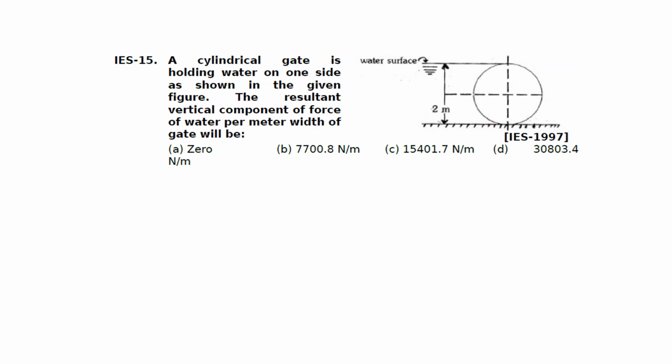Next question. A cylinder is given, its diameter is given. It is submerged. A cylindrical gate, this gate is holding water. This side is the water, and this is the cylindrical gate, as shown in the figure. The resultant vertical component of force of water per meter width of the gate will be. So they're asking the vertical component of force of water per meter depth of the gate. These are the options.